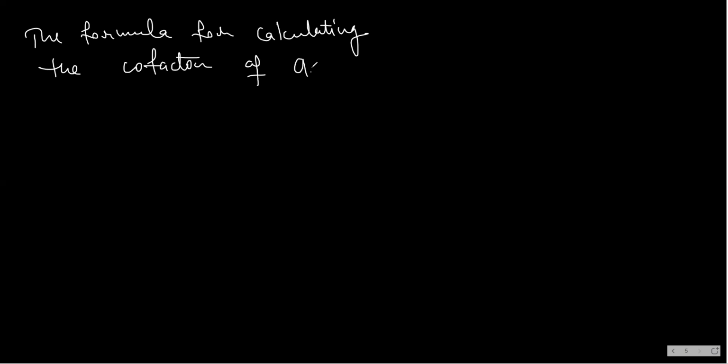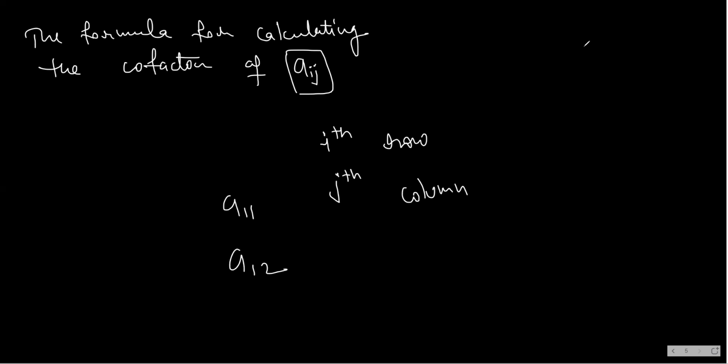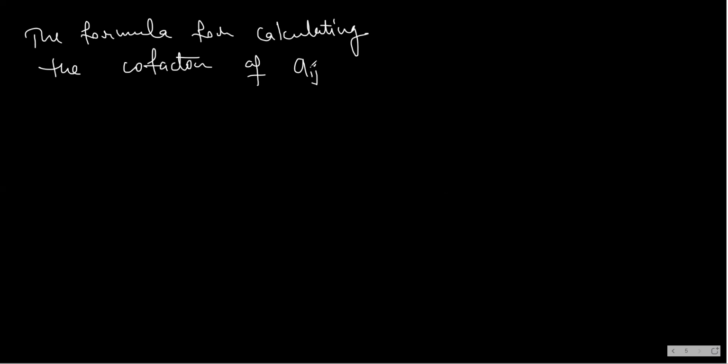of Aij. What do you mean by Aij? I mean the element in the ith row and jth column. Like A11, A12, that is what I mean. In general, we write Aij. So there is a formula for calculating the cofactor of Aij. And what is that formula?